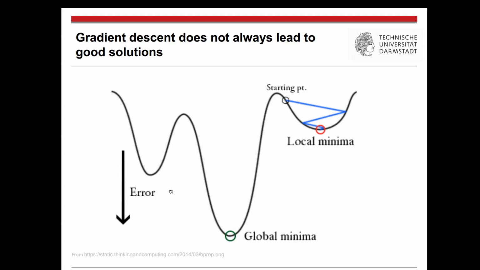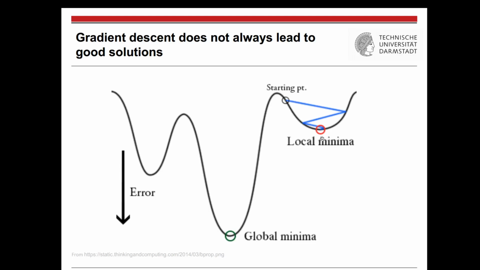We have 3 local minima. One is a global minimum, so that's the best solution that we could get to. The other one is worse, and the third one is the worst of these 3 local minima. But if we start out here, if our initial guess is here, then gradient descent will lead us to that local minimum, and unfortunately there is nothing that we can do about this.